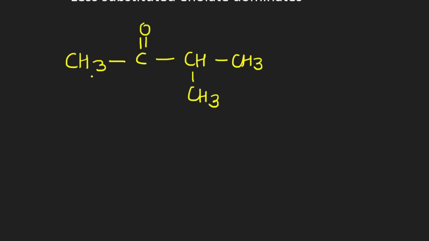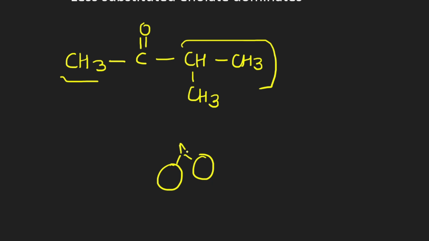Suppose you have given CH3, C double bond O, CH, CH3, CH3. What is this thing? This is methyl isopropyl ketone. Two groups are present here. One is this methyl group and another one is this isopropyl group. Okay, now you have given a bulky base. This is your bulky base with this nitrogen and this lithium.